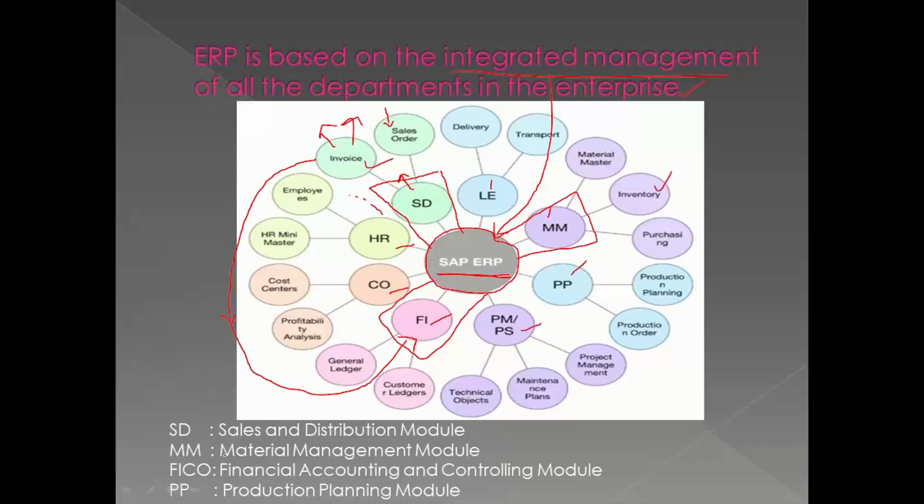Now see here, I have given some of the modules: sales and distribution module, materials management module, financial accounting and controlling module, production planning. These are just abbreviations. Say for example, if a sales department user creates an invoice, and if this integrated management is not there, then these people will have to send the information through email to the finance person. Otherwise, how will he come to know what amount should be charged to the customer, what need not be charged, and when the money has to be collected?